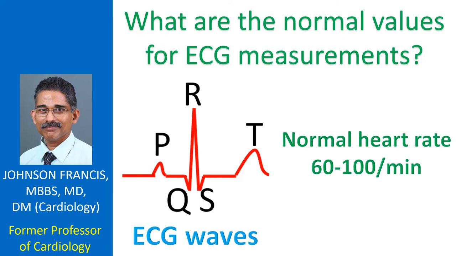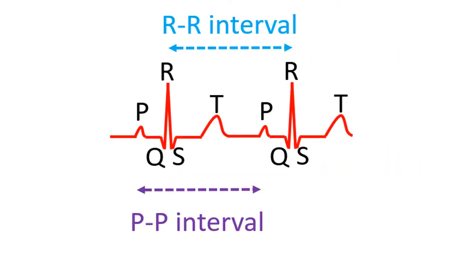A newborn infant can have a resting heart rate around 140 per minute. Resting heart rate comes down gradually as age advances to reach the adult range. Heart rate goes up when you exercise, so that maximum predicted heart rate during exercise is 220 minus age of the person. The heart rate is measured in ECG from the interval between two consecutive R waves.